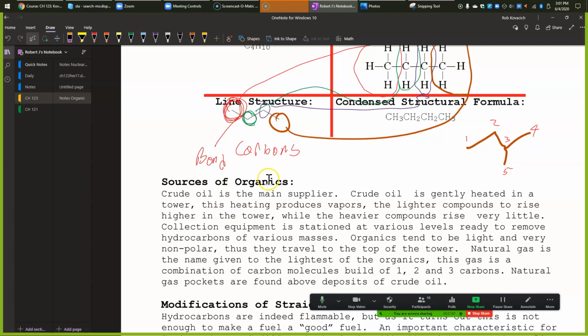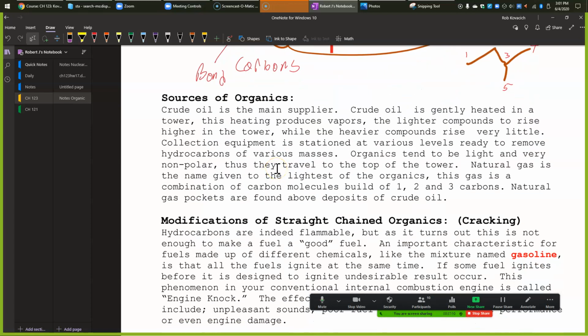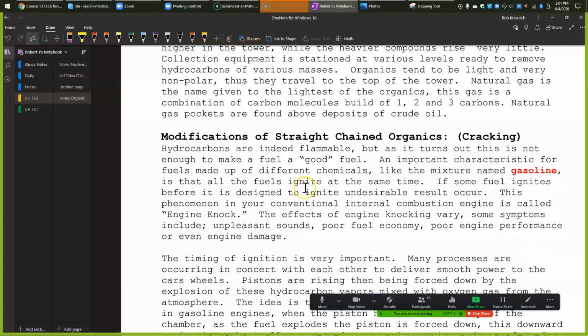Let's talk about sources for organic molecules. Wait, what would that structure be called? We'll get to it, but 2-methyl-butane is its name. Where do we get these organic molecules from? Nature. Specifically, we're going to get almost all of this from crude oil. So carbon chains from 1, 2, 3, 4, all the way up to 50. They're all coming out of a barrel of crude oil. We can take those molecules and do something called cracking, and that cracking allows the molecule to change its structure.